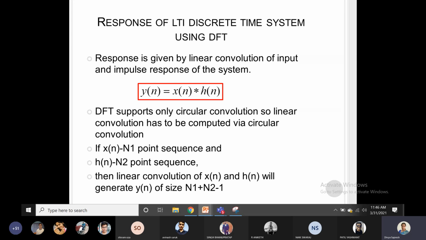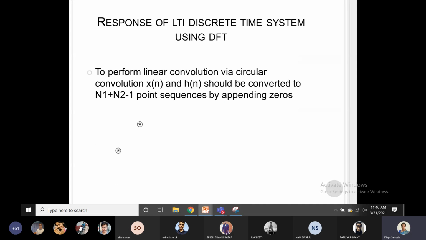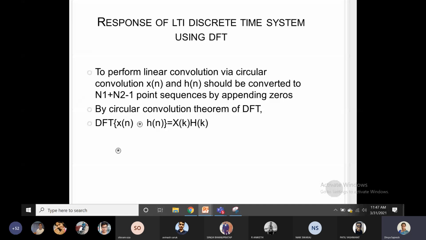So what are the prerequisites you have to do the circular convolution? We have to make the length of x of n and h of n equal to n1 plus n2 minus 1. After that you apply the theorem: DFT of x of n circular convolved with h of n will be equal to X of k into H of k. That means you can find out X of k and H of k.